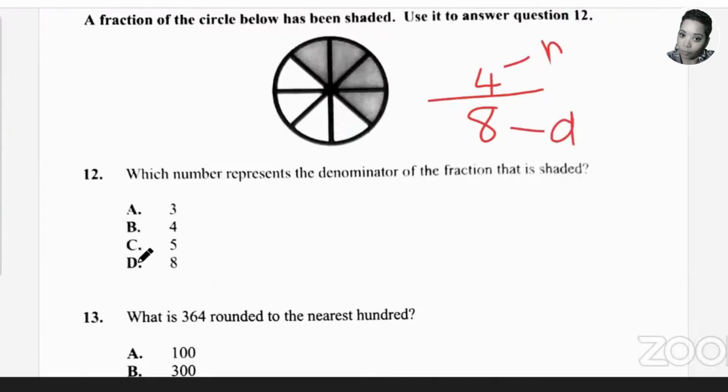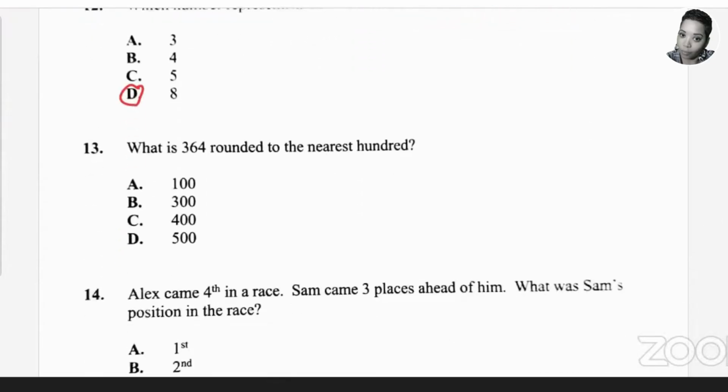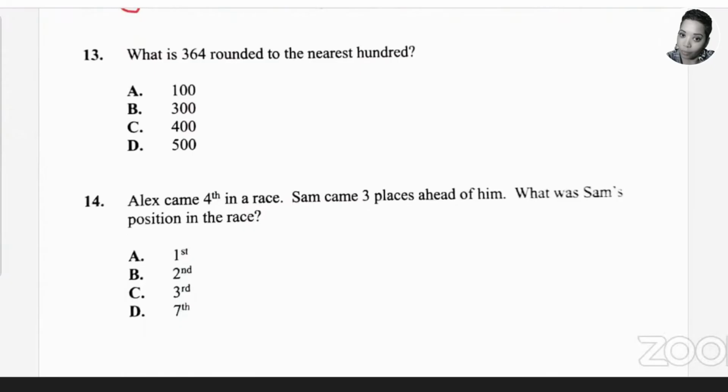And so what number represents the denominator? Option D, 8. So again, guys, you have to know the different parts of the fraction and also the different types of fractions that there are.